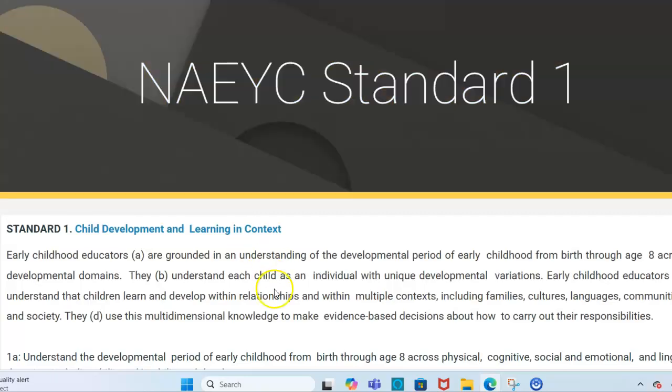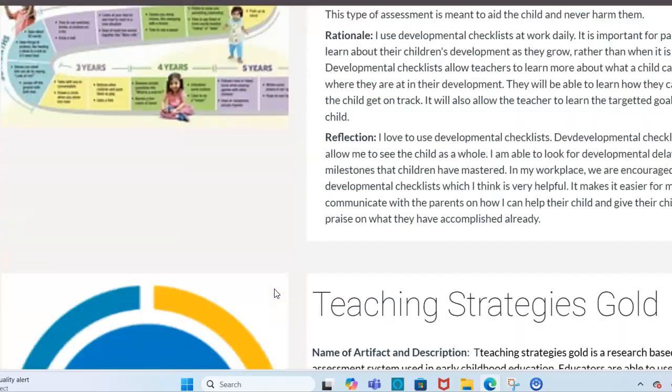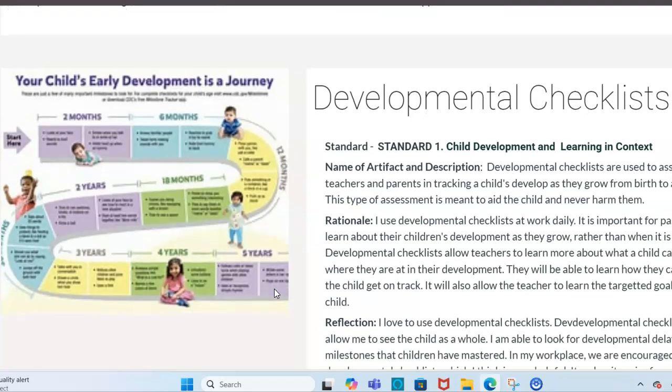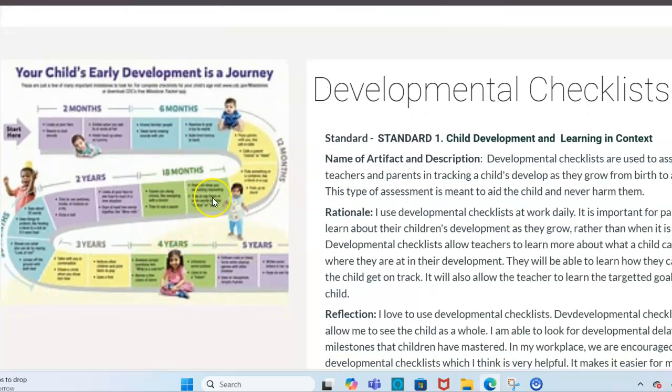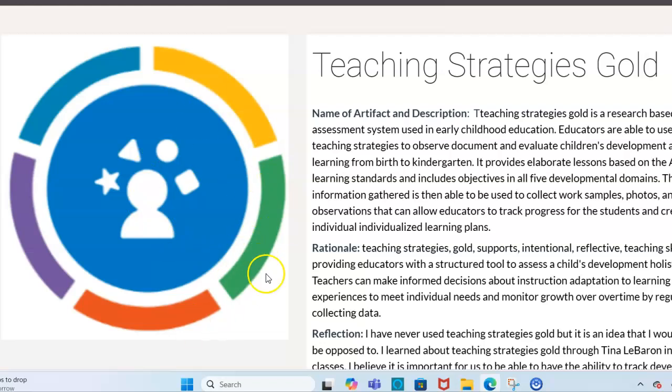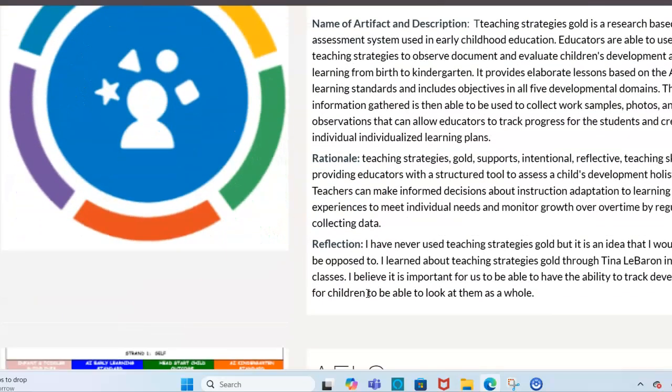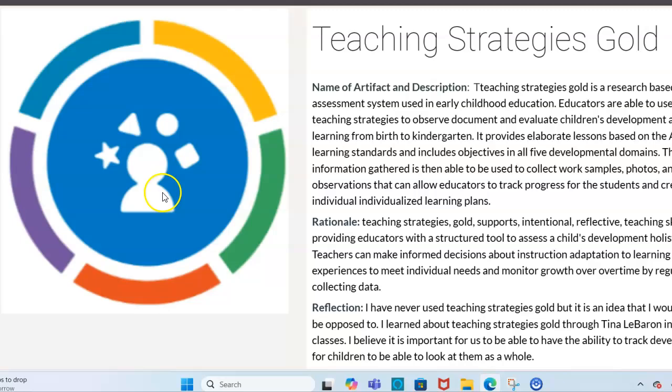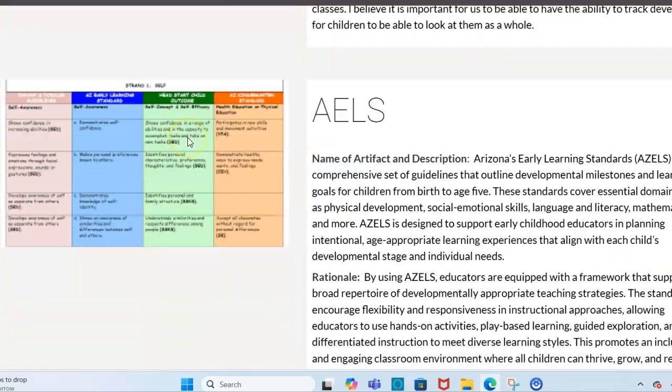Your standard one. There was a conversation about the use of this when it's supposed to be a developmental checklist. It's fine. Teaching Strategies GOLD. The image was a little pixelated.